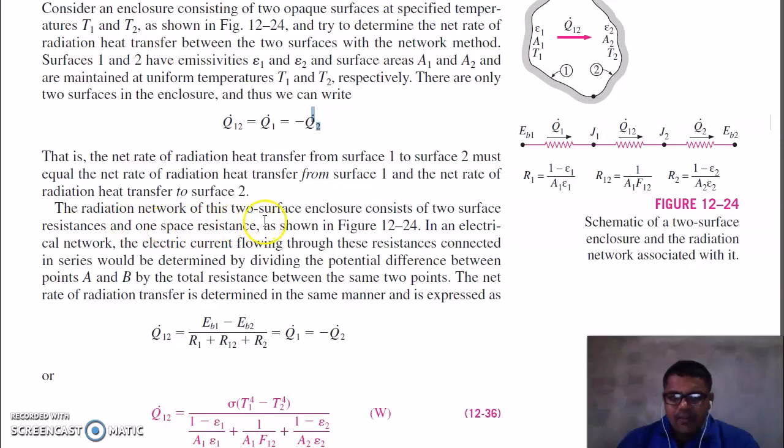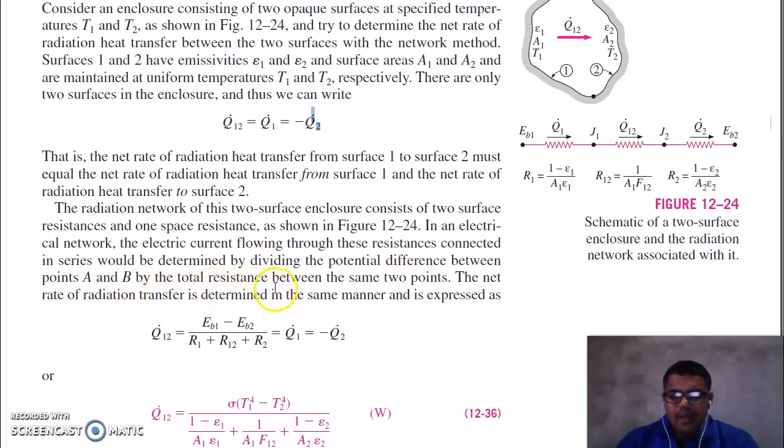The radiation network of this surface enclosure consists of two surface resistances and one space resistance. So this is resistance R1, which is (1 minus emissivity) divided by A1 E1, and this is R12, and this is R2 resistance. In an electrical network, the electric current flowing through these resistors connected in series would be determined by dividing the potential difference between points A and B.